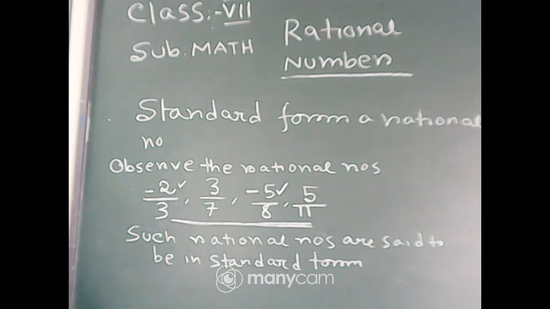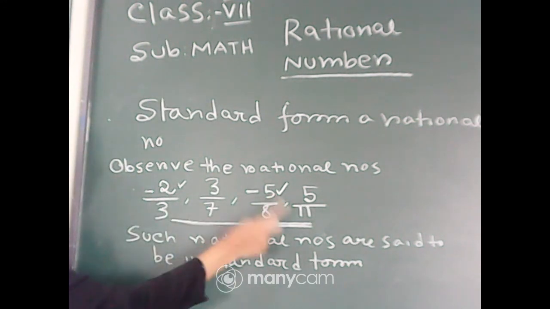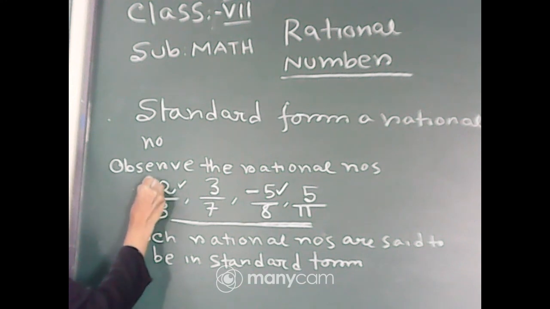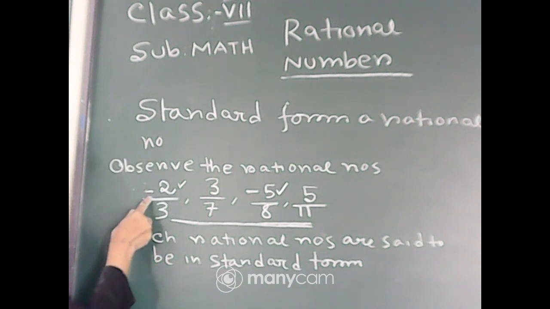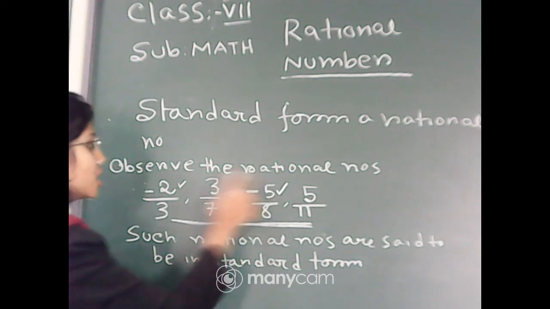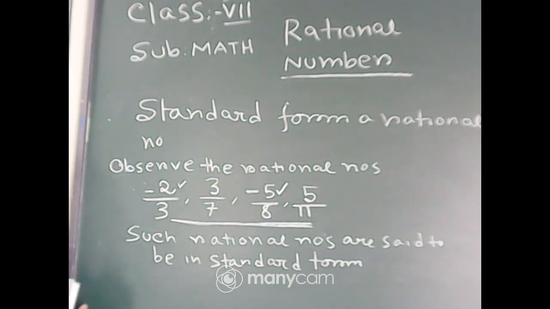Here we find that the denominators of these rational numbers are positive, and 1 is the only common factor between the numerator and the denominator, and the negative sign occurs only in the numerator. In this case, the negative sign occurs in the numerator, and in this case also. So, such rational numbers are said to be in standard form.